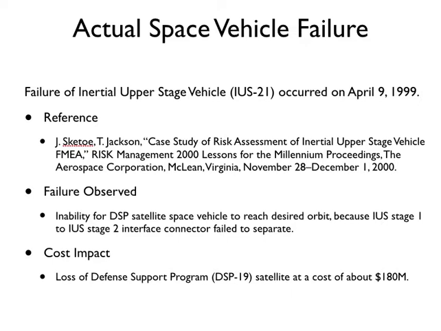Okay, what actually happened in this particular case? The FMECA was done during the design process, of course. Later, IUS Vehicle 21 had a failure on April 9th of 1999. There's a reference here to provide more information if you're interested in the particular case. But essentially, the failure observed was the inability of the DSP satellite space vehicle to reach the desired orbit because the IUS stage 1 and 2 interface connector failed to separate.